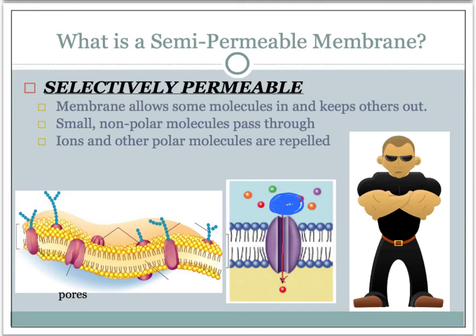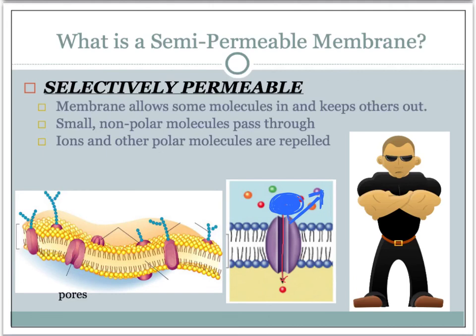But let's say you're not a small molecule. Let's pretend you're this big blue molecule. When you try to pass through this channel, you're too big, and you end up just bouncing off this protein, this wall, and staying outside the cell. Other things that can't quite make it through the cell membrane are ions, or other molecules that have a charge.